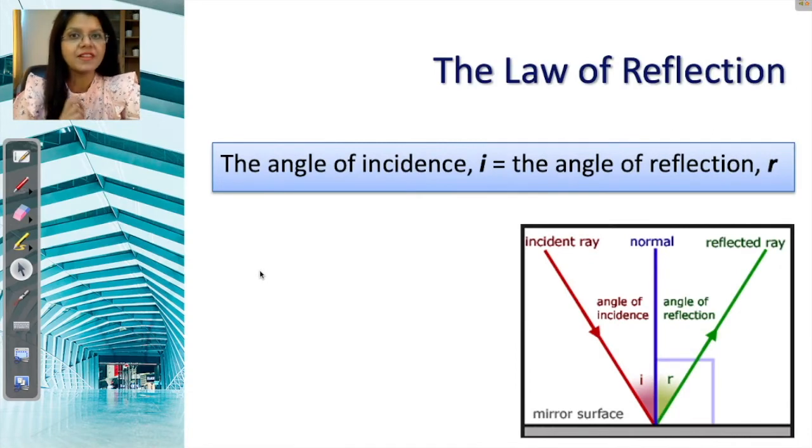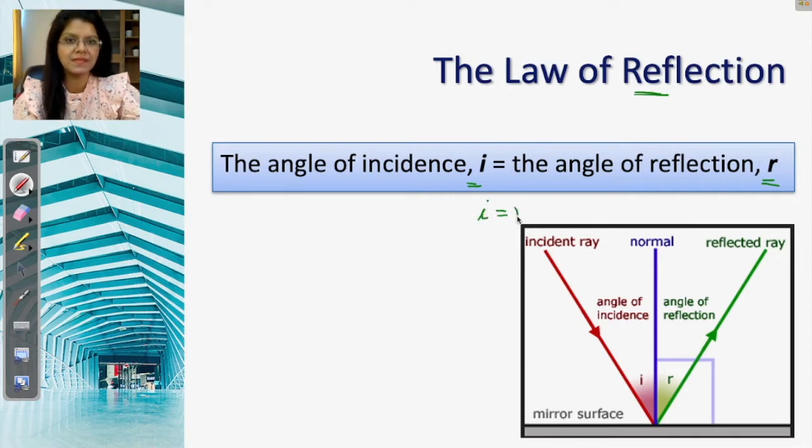The law of reflection, very, very important. Whenever a ray of light gets reflected, whenever reflection happens, there is a law which always holds true. The angle of incidence, which is I, should always be equal to the angle of reflection, which is R. The law of reflection tells us that I is equal to R.